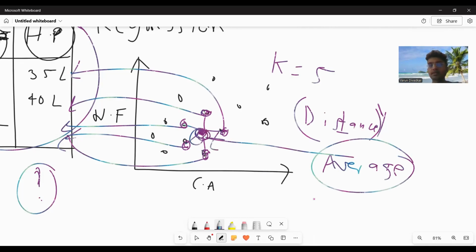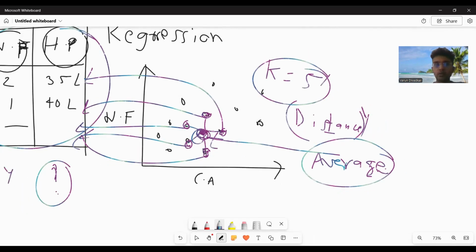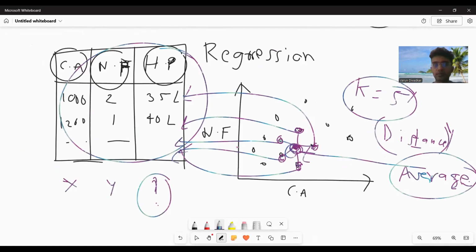All right, so unlike classification, where we try to consider the majority of the points belonging to a particular class, here we are taking the average of all the points situated within K equals the particular number, right? So that's how we have used K nearest neighbors for regression. Clear?